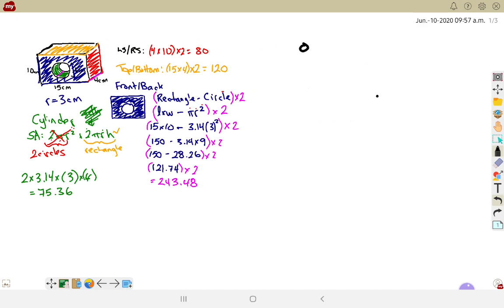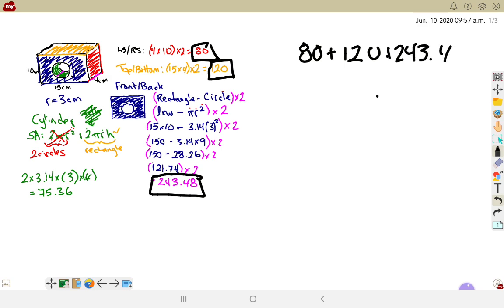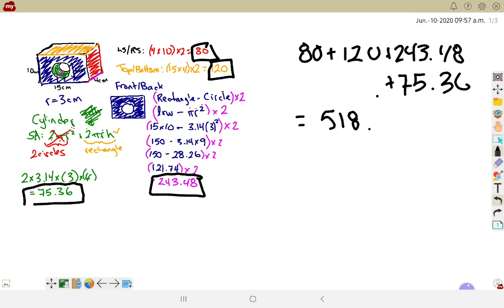Okay, all right, so what I'm going to do now is I'm going to add all my stuff together. So we had 80, we had 120, we had, here it is here, 243.48, and we also had this 75.36. I'm going to add all 4 of those numbers together, and in total it gives me 518.84 centimeters squared. Okay, now that was just thinking about all the different things we can touch.